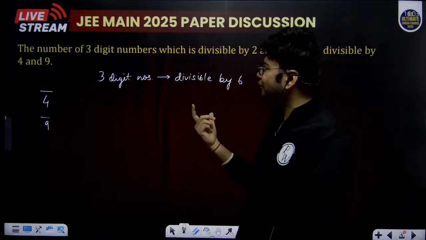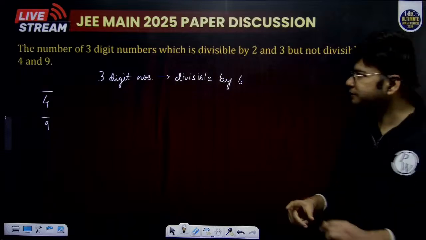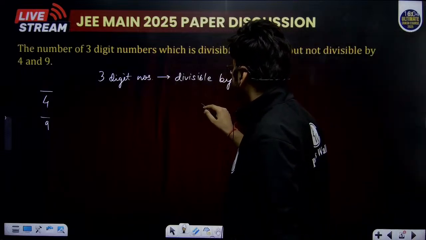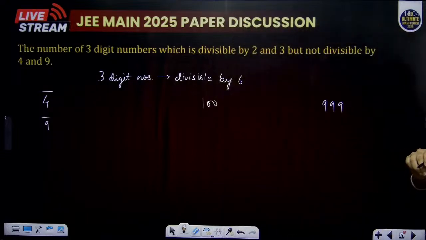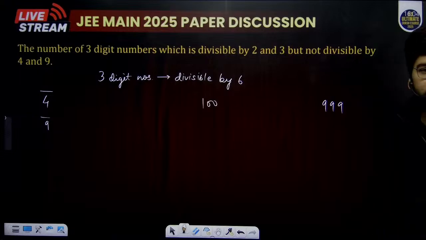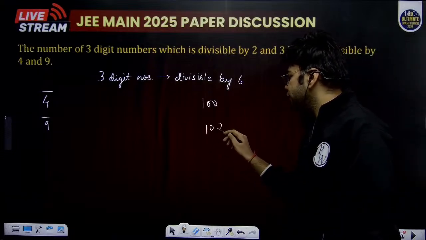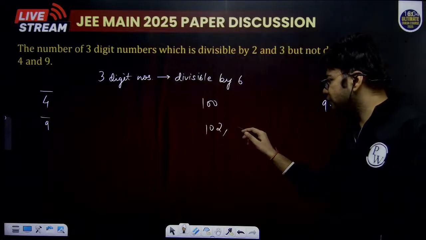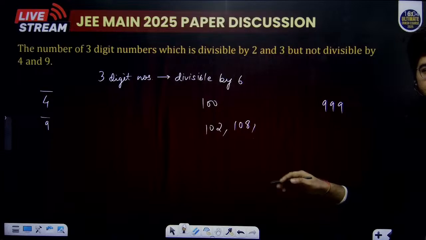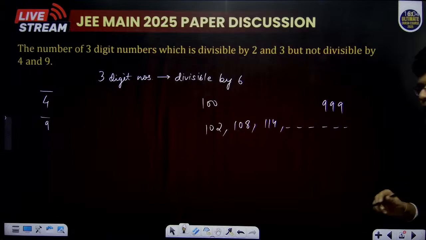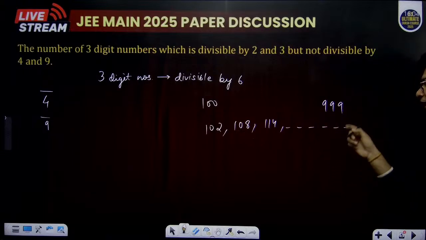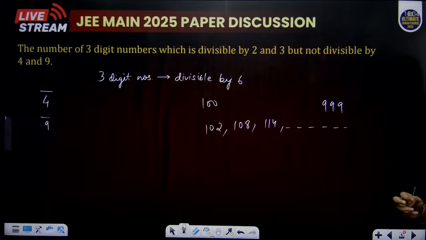First, let's find out those numbers which are divisible by 6. So starting from 100 to 999, these are all my 3-digit numbers, out of which 102 will be divisible by 6. The next number will be 108, the next number will be 114 and so on. Right? Now, if you try to divide 999 by 6, you will get the remainder as 3. So that means 996 will be divisible by 6.